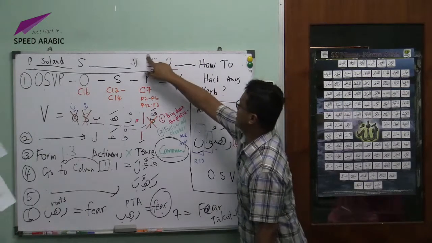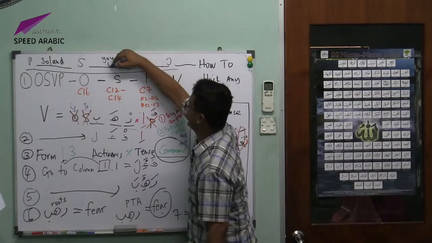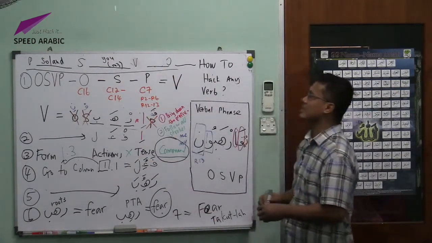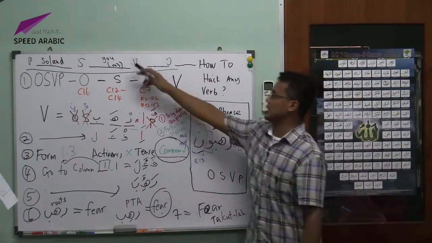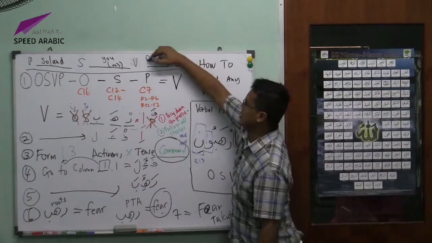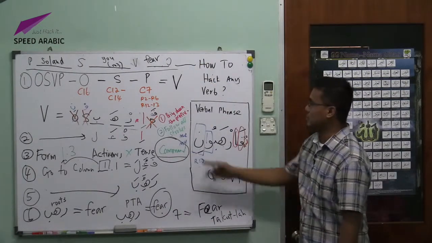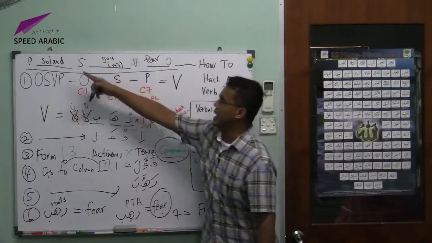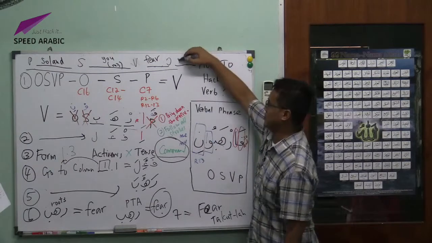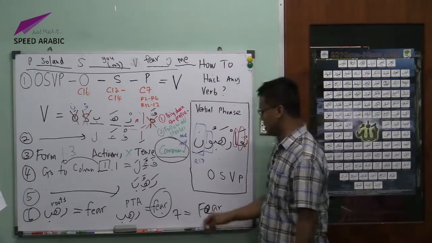Yeah, this is just to test whether you are paying attention. Okay. So what's the meaning of the verb? Fear. Okay, what's the object? Me or my. So, and you all fear me. Right? You all fear me.